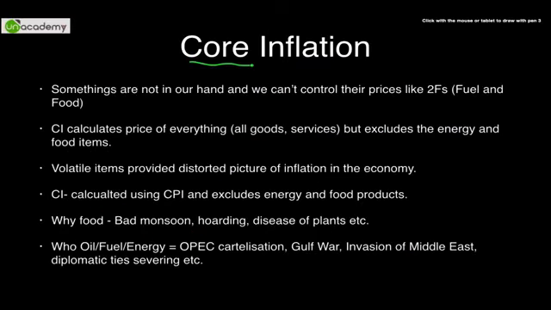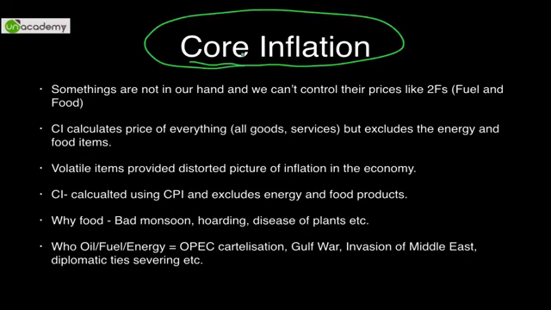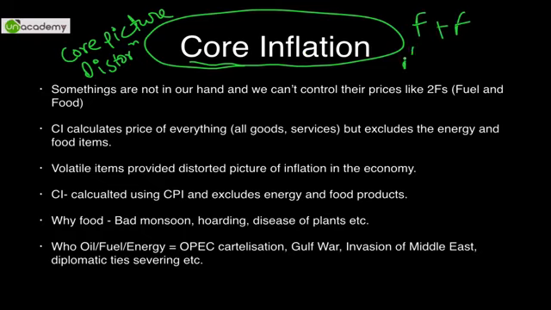Now what is core inflation? See, there is some core picture which is distorted by some volatile items. These volatile items are F and F, that is food and fuel. For example, if you have a bad monsoon, food will go haywire. If you have diseases spreading in plants, food production will decrease. If you have a tsunami, food may suffer in coastal areas.